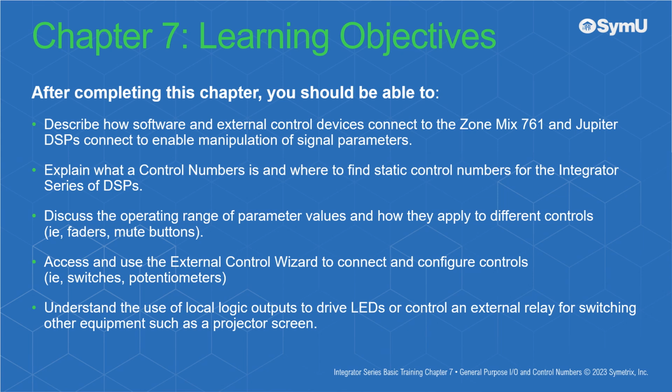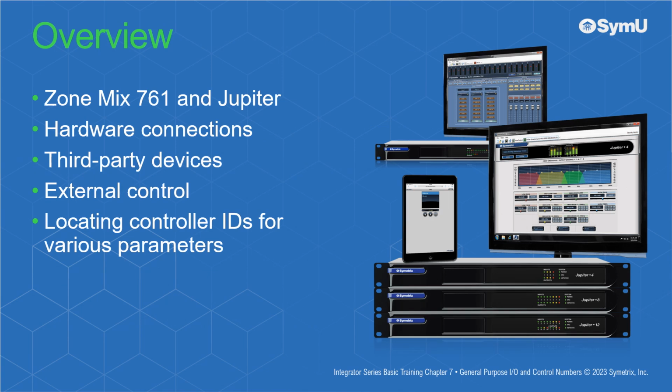Understand the use of local logic outputs to drive LEDs or control an external relay for switching other equipment such as a projector screen. This chapter covers Symetrix 761 and Jupiter DSP hardware connections for third-party devices and external control, including instructions on how to locate controller IDs for the various parameters.